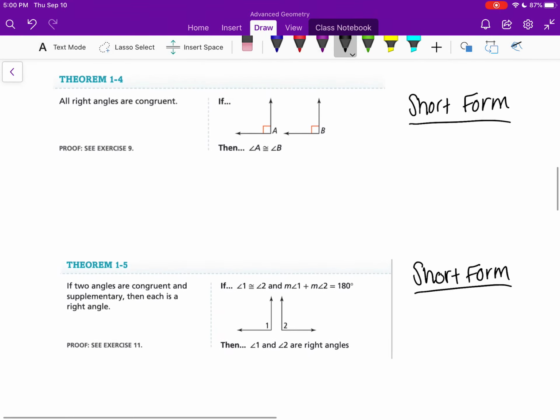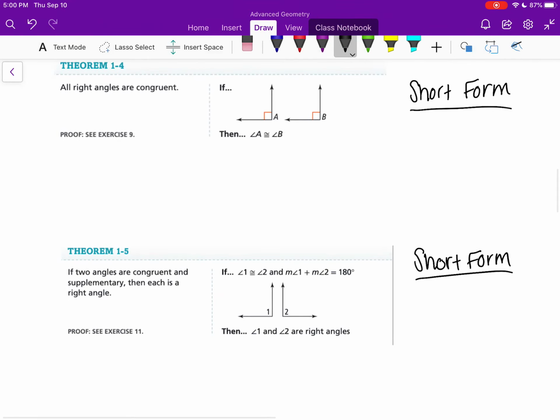Our next couple theorems are pretty straightforward. All right angles are congruent, so if you have two angles that are right angles, then their angles are congruent, which then means their measures are the same. And we can write that as right angle symbol, are congruent, with a congruent symbol.